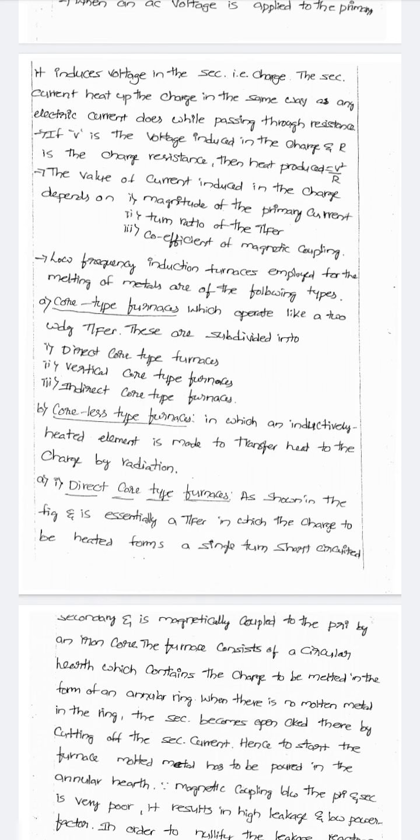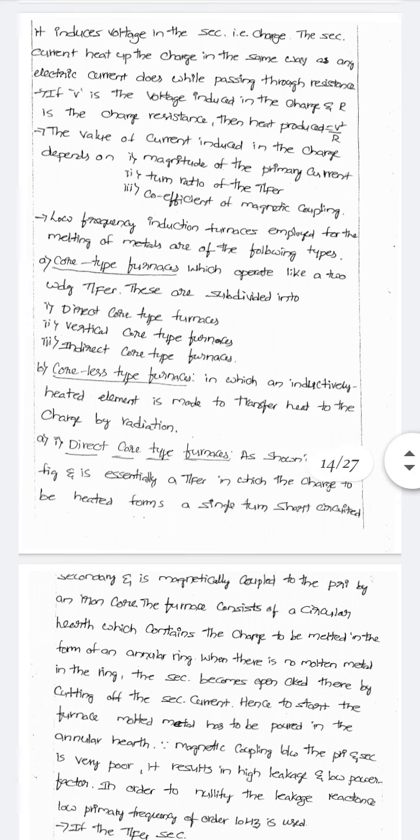First one, core type furnace. Again this core type furnace is further classified into three types: direct core type furnace, vertical core type furnace, and indirect core type furnace. These are the three types. Now we will discuss them one by one.